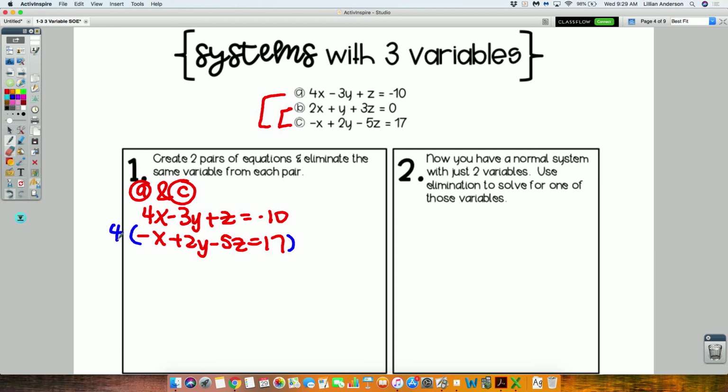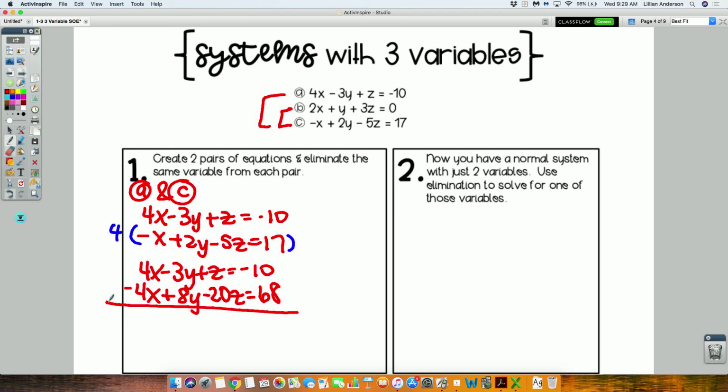So, y'all got a lot of space. That's good. I write too big for this, so this is going to be kind of challenging for me. All right? So now I don't do anything to that first equation, but I'm going to multiply that bottom equation by 4. 4 times negative x is what? Negative 4x. 4 times 2y is positive 8y. What's 4 times negative 5z? Negative 20z equals, what's 4 times 17? 68.